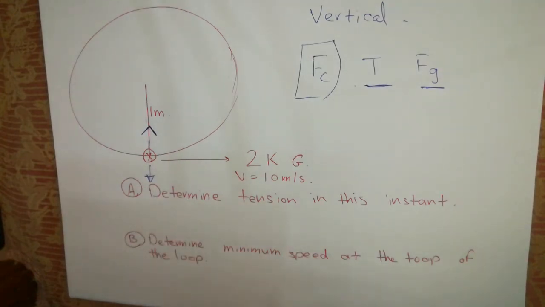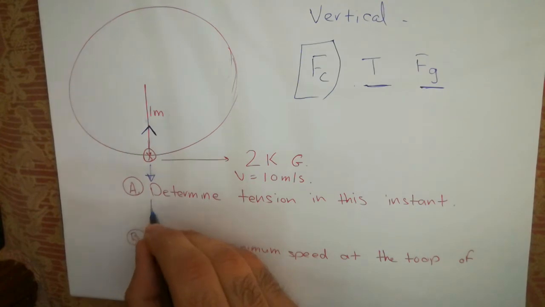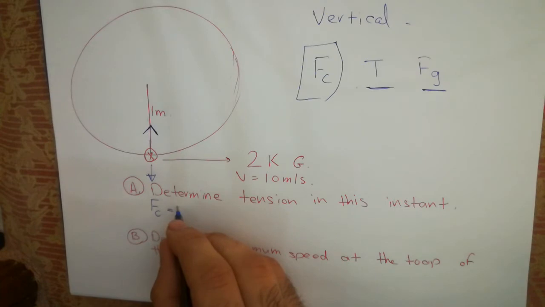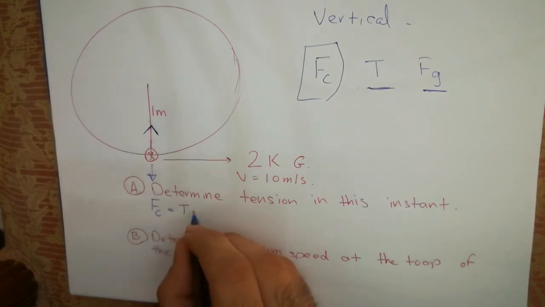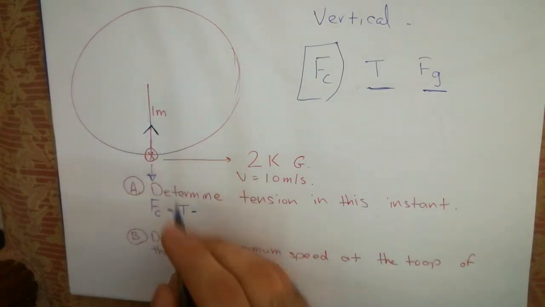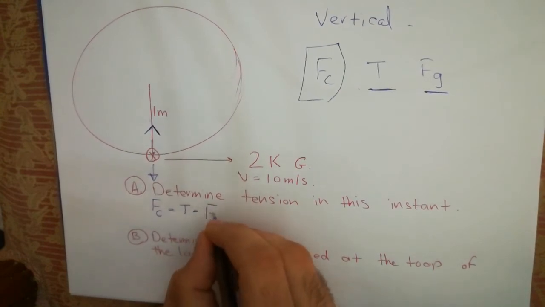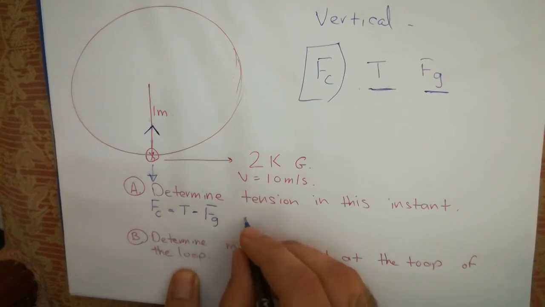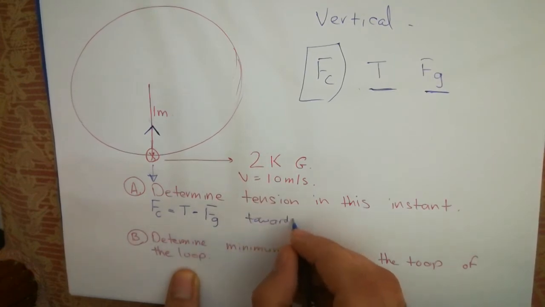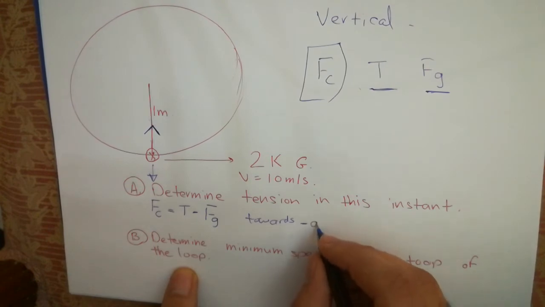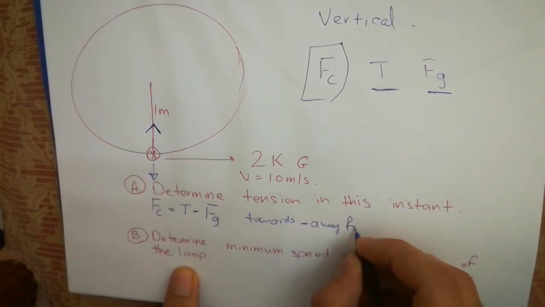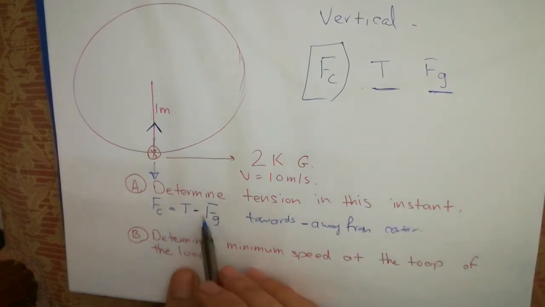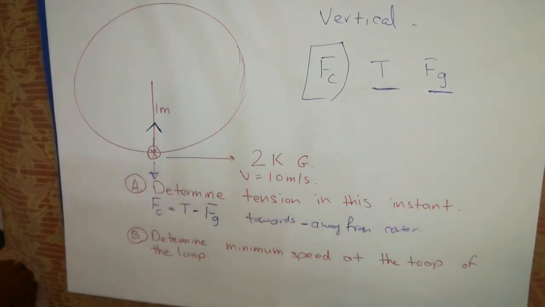So, the centripetal force is equal to the tension minus the force of gravity. The centripetal force equals the force towards the center minus the force away from the center. And that is why you have T minus F of G.